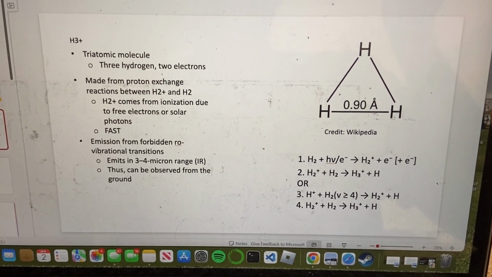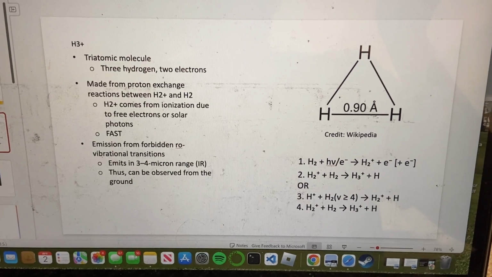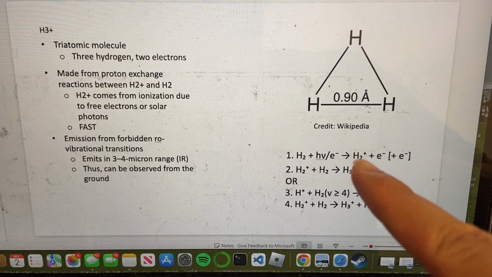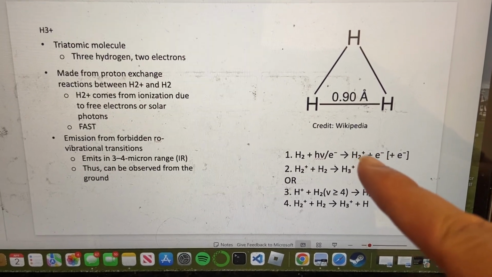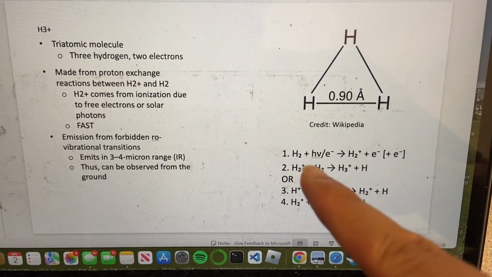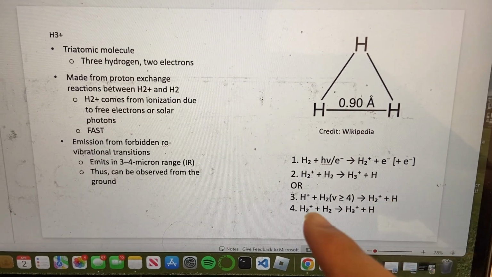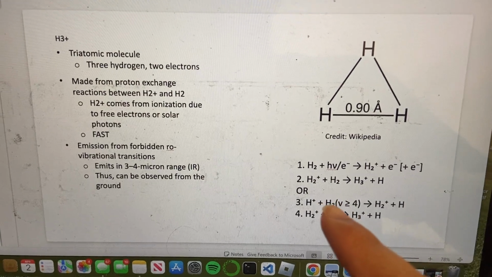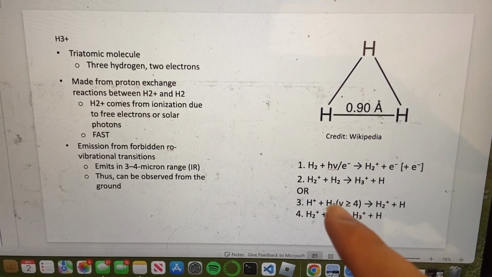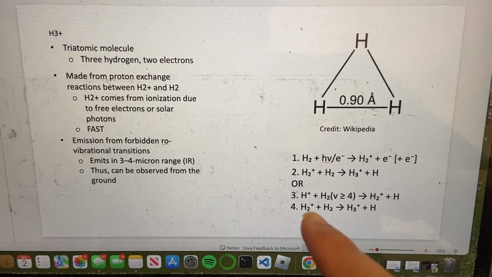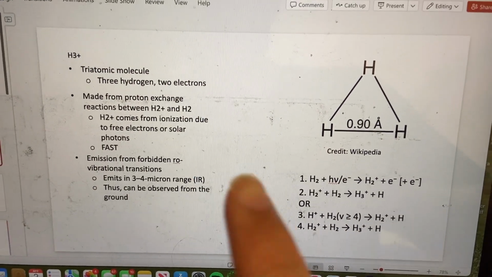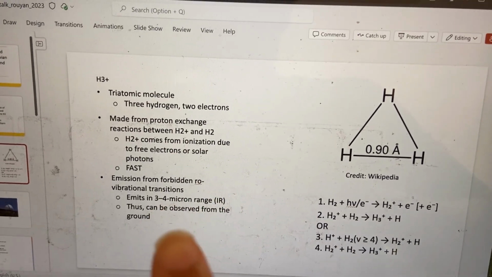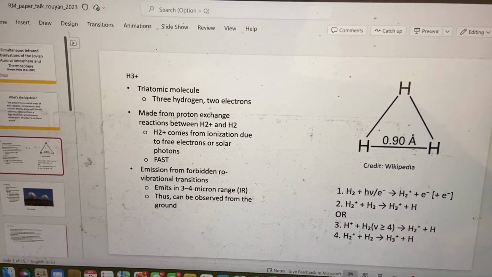There's a lot of hydrogen in the atmosphere of Jupiter. So when it becomes excited by solar photons or free thermal electrons, you can get ionized molecular hydrogen that can proton exchange, and you can get H3+. Or if you have ionized atomic hydrogen, that can react with vibrationally excited molecular hydrogen to charge exchange, and then you can get the proton exchange to get H3+. So there's a lot of H3+, it's fast, it emits in the infrared, which means that we can observe it from the ground. So H3+ is really cool.